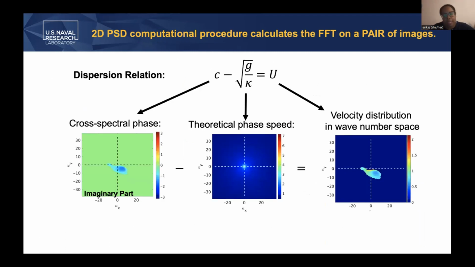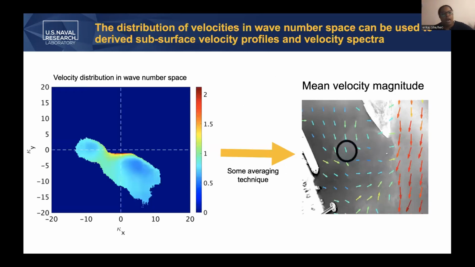So just to give this to you pictorially, here's the cross-spectral phase again. You've seen this, and when I take this image or matrix and subtract the theoretical phase speed, again, this is just gravity divided by the wave number, I end up with the velocity distribution in wave number space. And this is very powerful information, and I can leverage it in a number of different ways. Certainly, I can apply some sort of averaging technique to map out the velocity field in the scene.